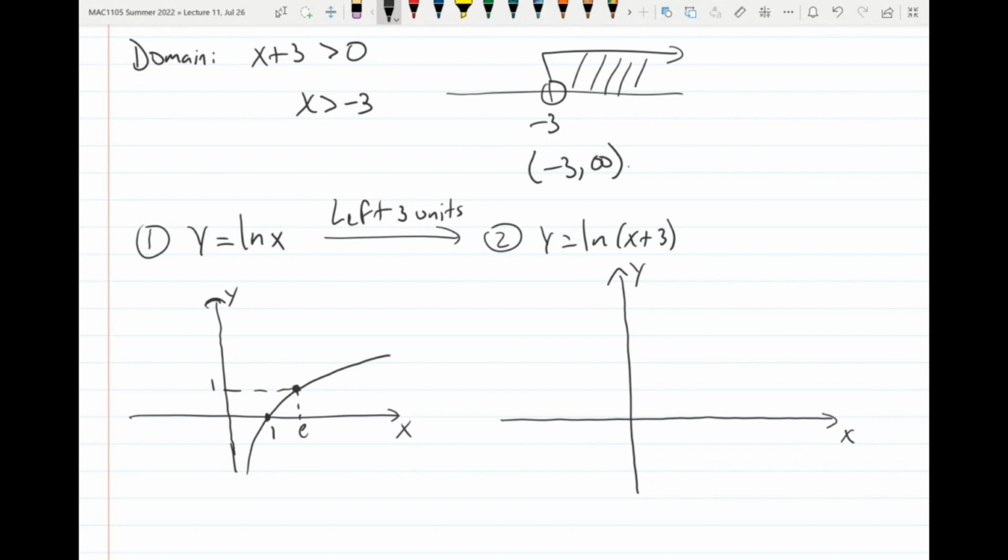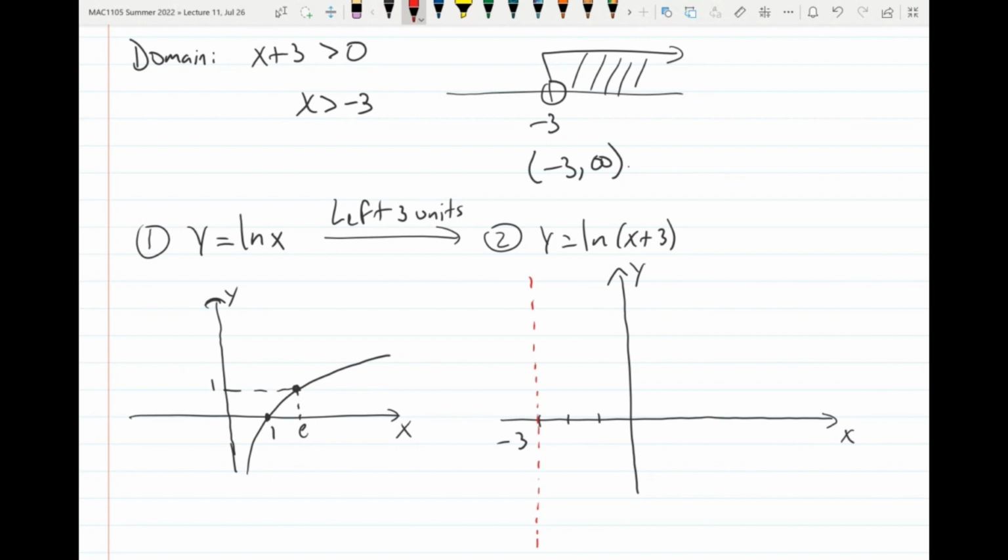Do you understand this? So now the original line was at x equals 0. Where does it go now? The vertical asymptote? x equals negative 3. So 1, 2, 3. So now we're going to have a vertical asymptote here. It went from 0 to negative 3.